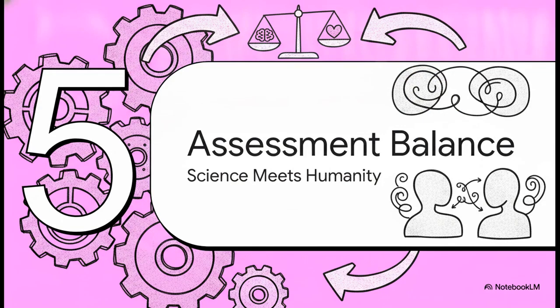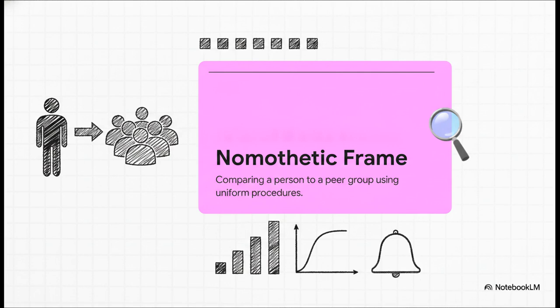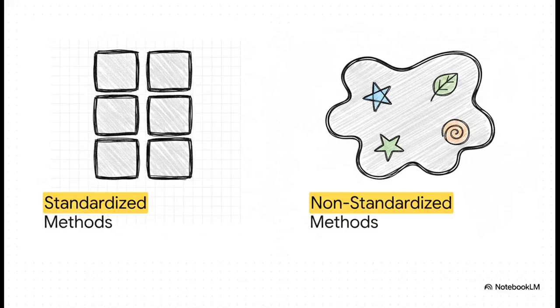Which brings us to our grand finale, Section 5. The ultimate assessment balance, science meets human complexity. First, we have to define the nomothetic frame of reference, which is the polar opposite of the individualized idiographic approach we've been talking about. Think back to that bell curve. A nomothetic approach uses perfectly uniform procedures and scoring to find exactly where one human mind sits in the vast ocean of millions of others. It provides the crucial mathematical anchor that tells a clinician what average or abnormal actually means in a strict statistical sense.